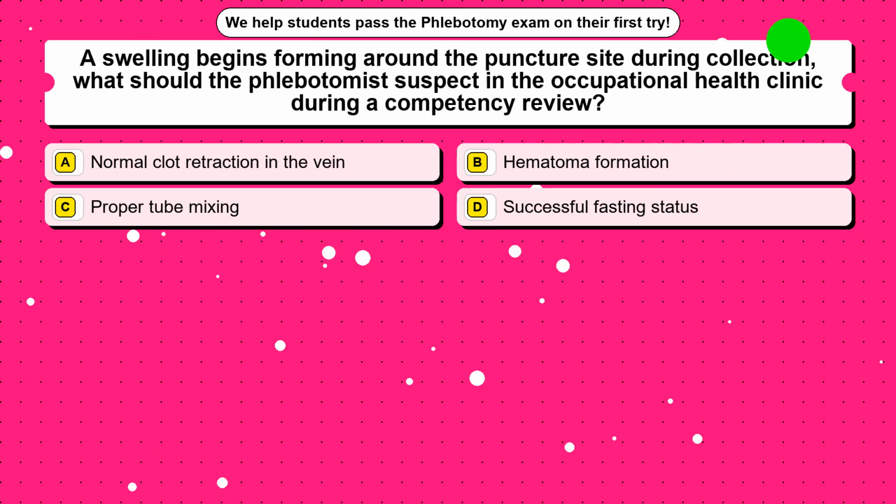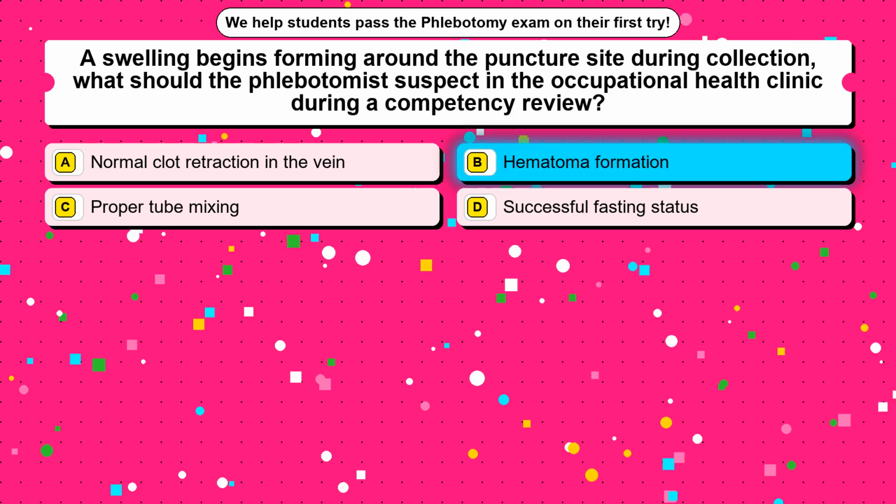Question 32. A swelling begins forming around the puncture site during collection. What should the phlebotomist suspect in the occupational health clinic during a competency review? Option A. Normal clot retraction in the vein. Option B. Hematoma formation. Option C. Proper tube mixing. Option D. Successful fasting status. The correct answer is option B.